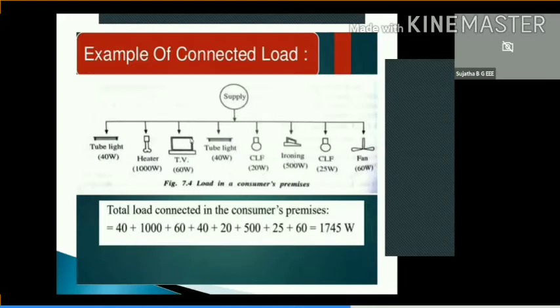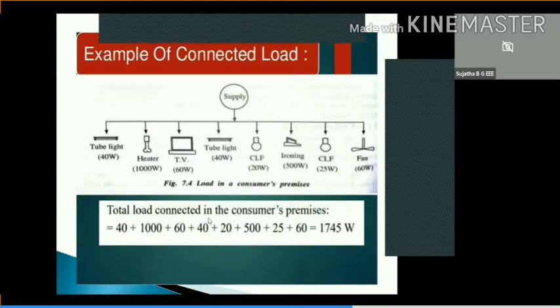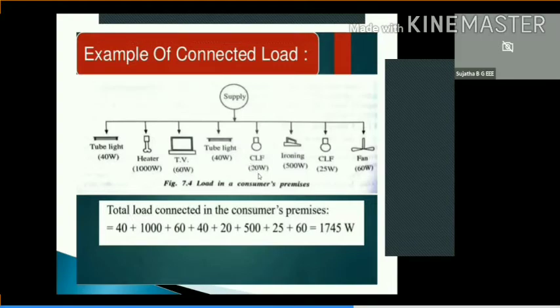Okay. Now, what is connected load? It is the total load connected in the consumer's premises. For the example I have considered here, you write down the sum of all the ratings of all these equipment. So you have 40 plus 1000. For TV it is 60. Like this, you add 40, 20, 500 for ironing. What is CFL? That is compact fluorescent lamp, so you know that its rating will be small, 20. So the total value is 1745 watts. So for the example I have considered here, connected load is 1745 watts.